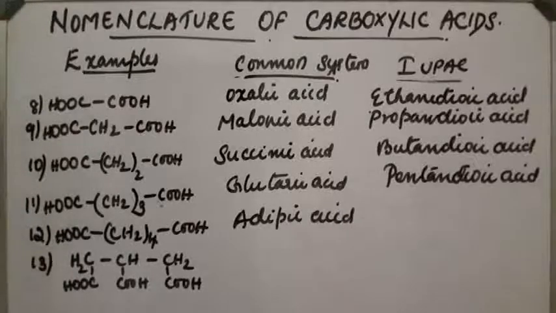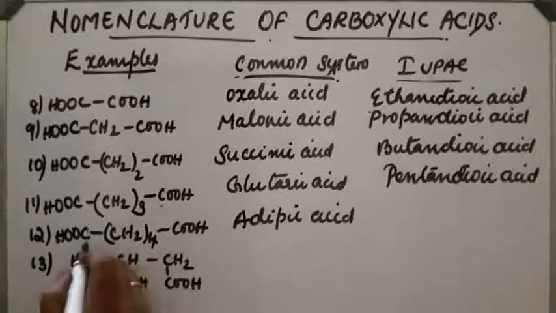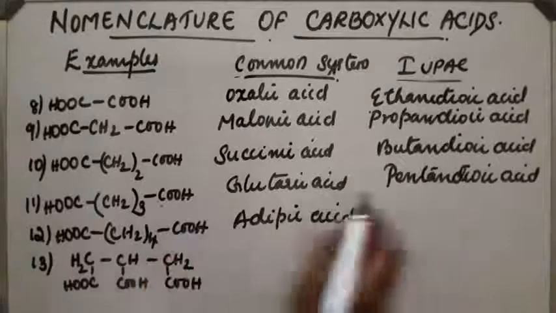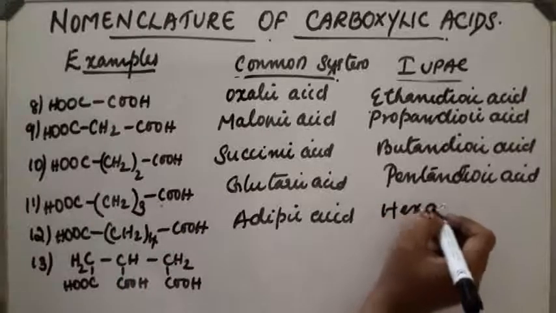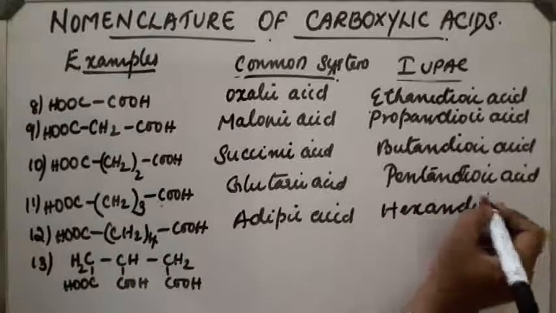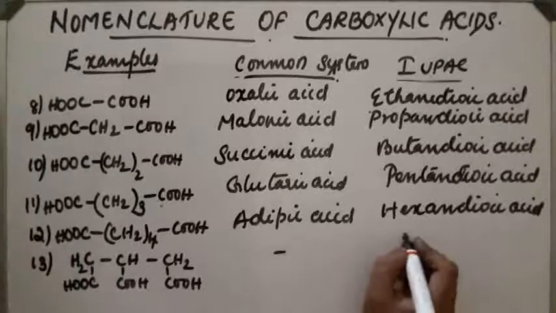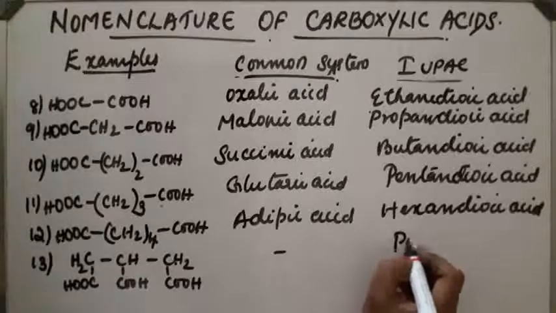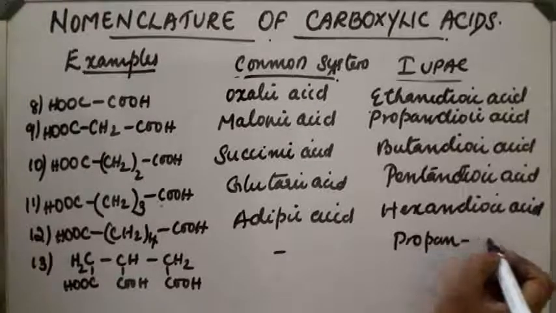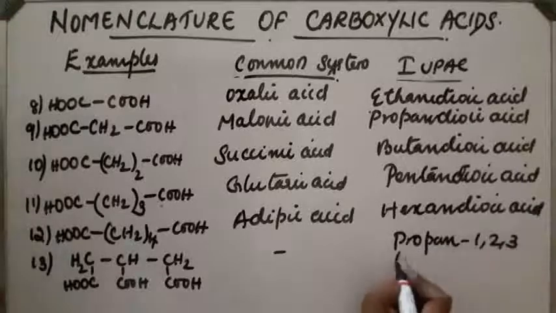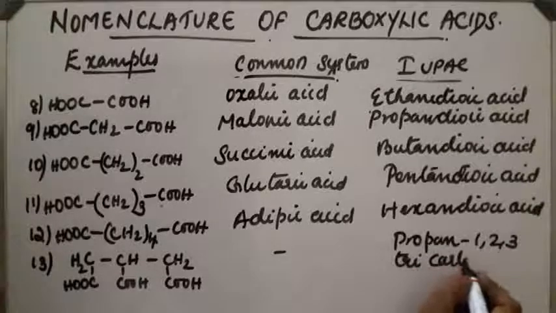The compound name is hexane, with carbons 1 to 6, so hexanedioic acid. Next, 3 COOH groups are attached. This is called propane-1,2,3-tricarboxylic acid.